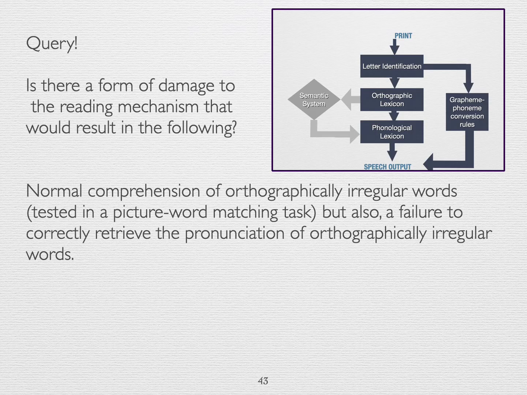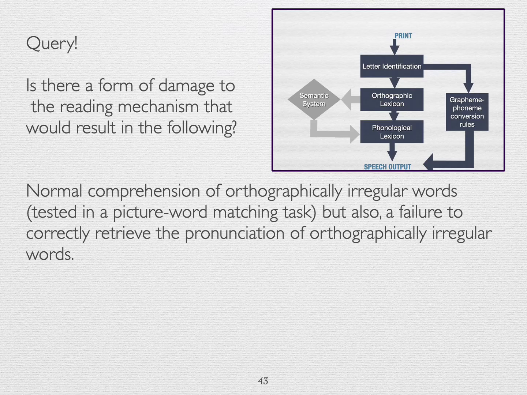What would it look like though? The orthographic lexicon is intact. Grapheme to phoneme conversion rules are intact. But I can't look up the pronunciation in the phonological lexicon. Who can tell me what you think that form of surface dyslexia would look like? So I show the patient "tortoise." They look up the word, they access the meaning, right? But they cannot access the pronunciation because the phonological lexicon is damaged. But they've accessed the meaning, and they use this route to say, that says tortoise.